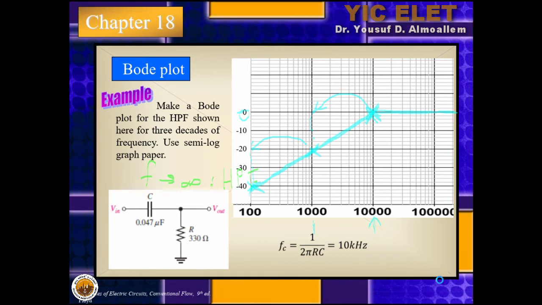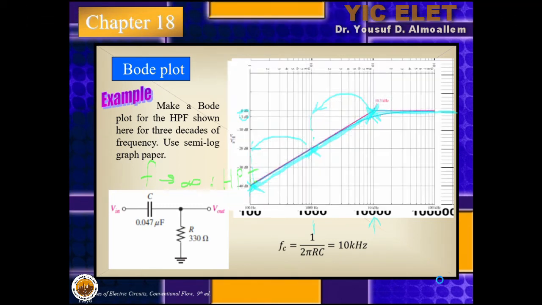Let me check my answer. Perfect. So it is matching. And please note that the pink color or the red color is the approximated one, and the bluish color, the curve, is the exact value.